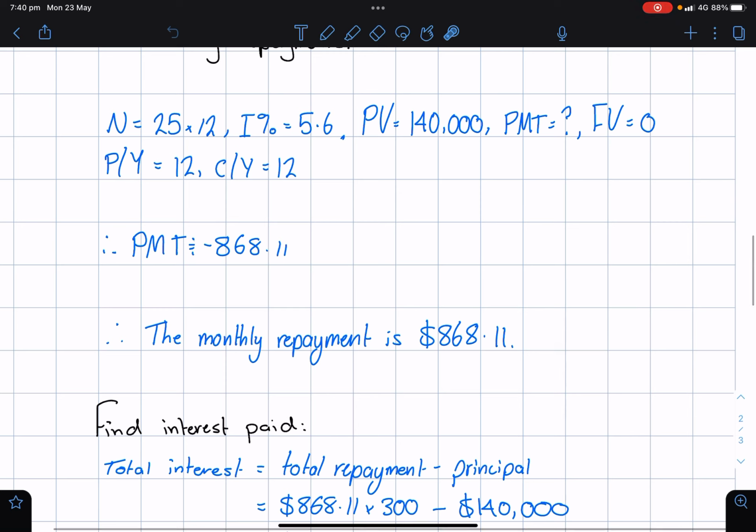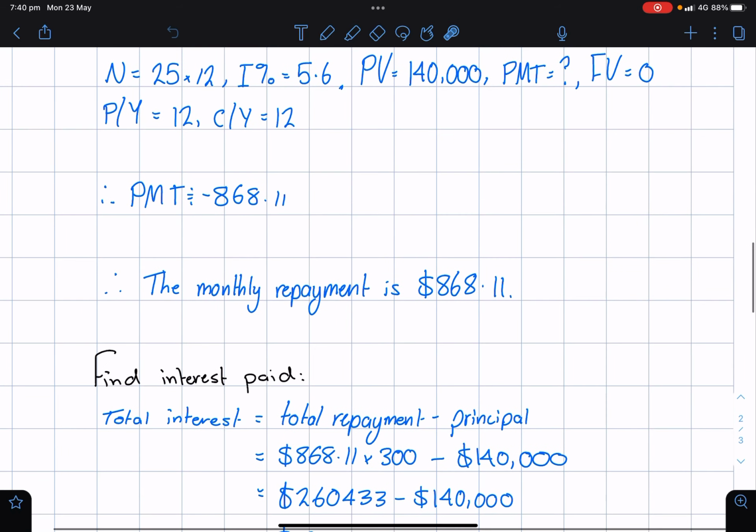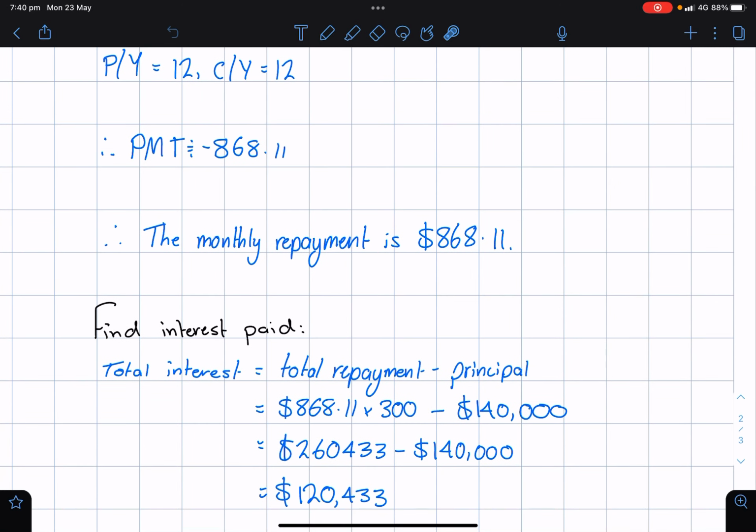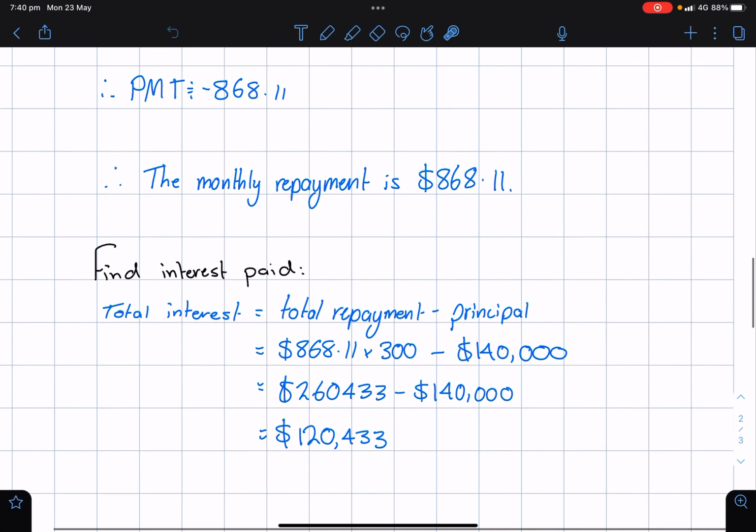Now, total repayment is the monthly repayment times how many installments you paid. 25 times 12 is 300, and our monthly repayment is 868.11. Then we're taking away how much the loan was initially, which is 140,000. So we have 260,433 take away 140,000, which is about $120,433. That's kind of crazy to think about because that's nearly as much as the loan was. So you've nearly paid double what the loan actually was.